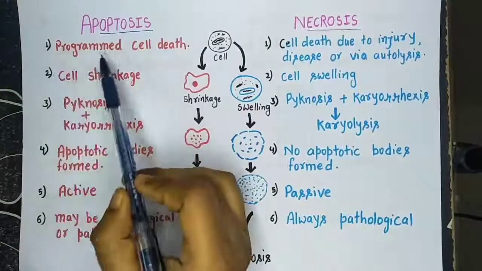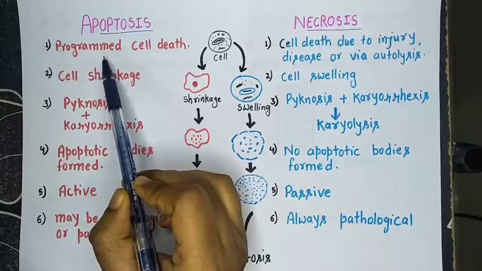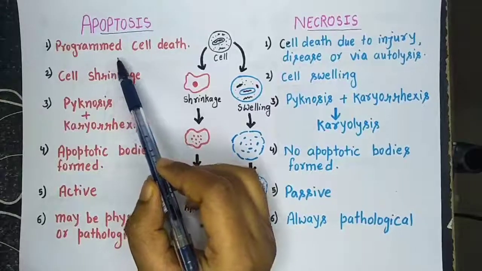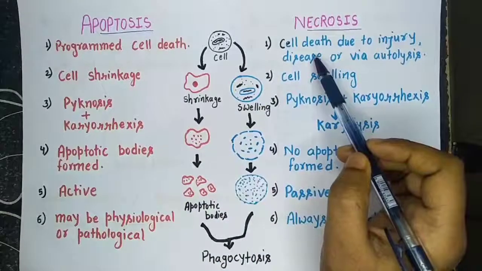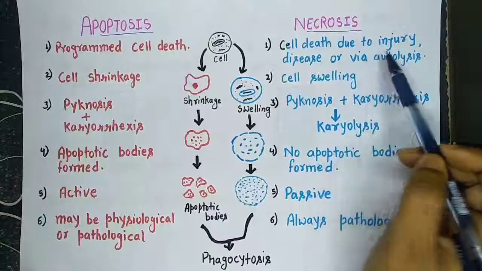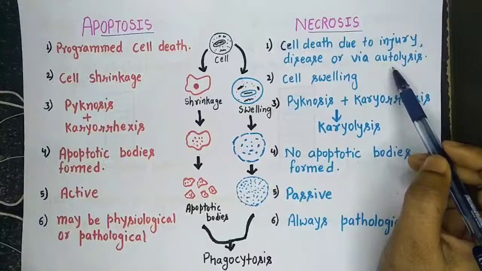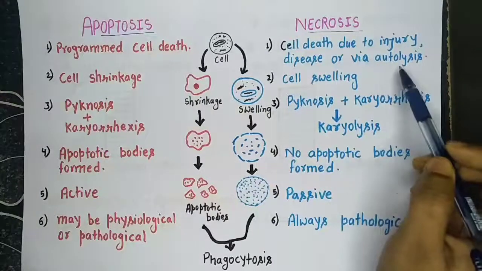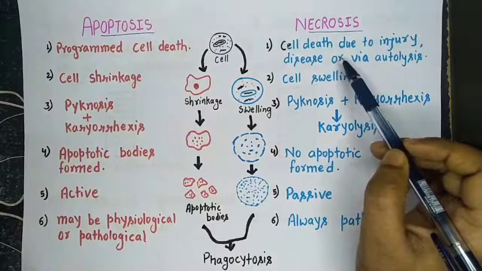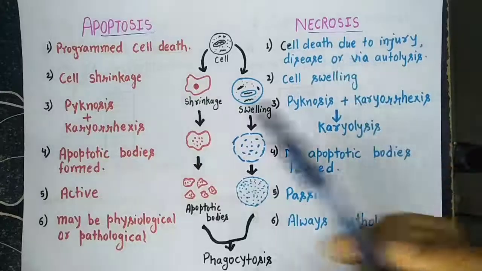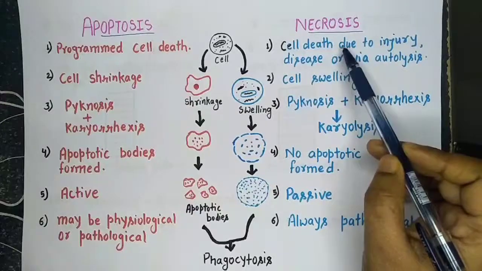First point is apoptosis is a programmed cell death. That means a controlled and coordinated event goes on inside the cell for performing apoptosis. While in case of necrosis, cell death occurs due to injury or due to any disease or through the process of autolysis. Autolysis means breakdown of the cell's own structure. So, necrosis is also a cell death, but it is different from apoptosis in a way that no coordinated event or no controlled event goes on inside the necrosis.